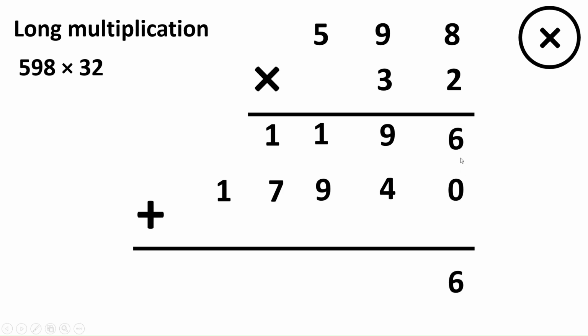6 add 0 is just 6. 9 add 4 is 13. 1 add 9 is 10. We need to account for the 1 that was transferred over, so that becomes 11. 1 plus 7 is 8. We need to account for the transferred 1, so it becomes 9. And then 1 add nothing is just 1.